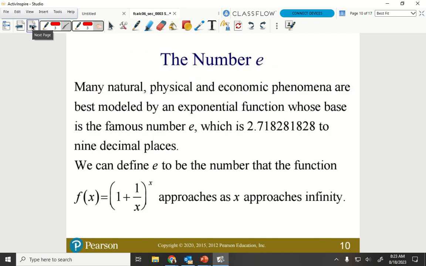A bunch of different formulas. The number e. Many natural, physical, and economic phenomena are best modeled by an exponential function whose base is the famous number e.